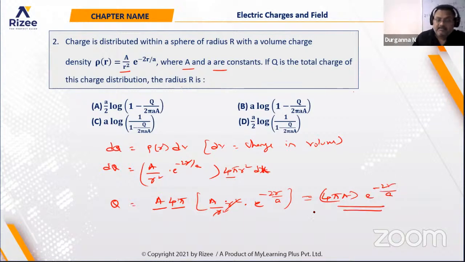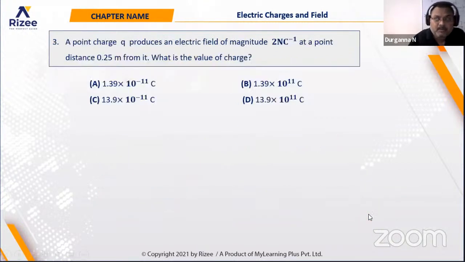Now we need to go for an integration to get the dq, the integral of this entire thing, where the radius value changes from 0 to capital R. When you integrate this particular thing, you should be getting the total charge. How much is it going to be?